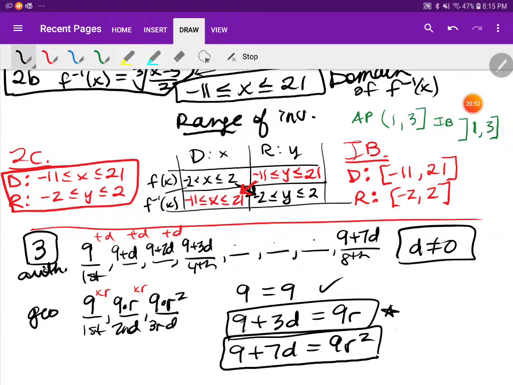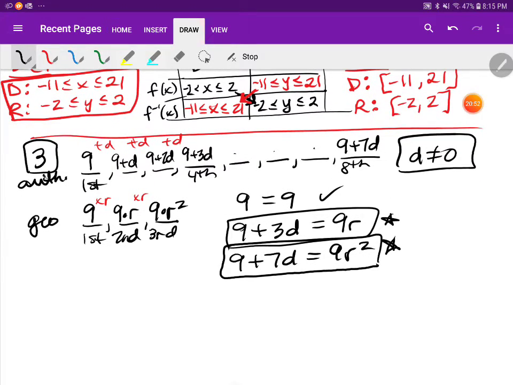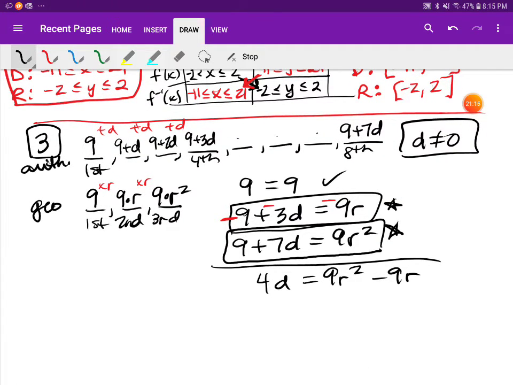Second equation. Maybe I shouldn't box them because they look like solutions, but I want to pay attention to them. Maybe I should just put stars. A system. I feel like I should use a system. So maybe minus, minus, minus. So elimination: 4d equals, not like terms, 9r squared minus 9r. Not helpful. So much for my exciting problem. Okay, so I'm going to say no.